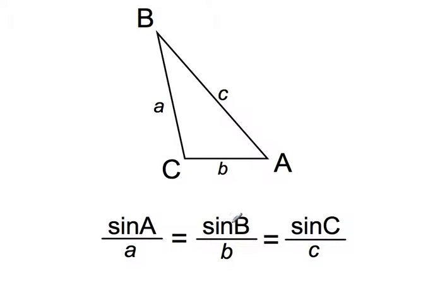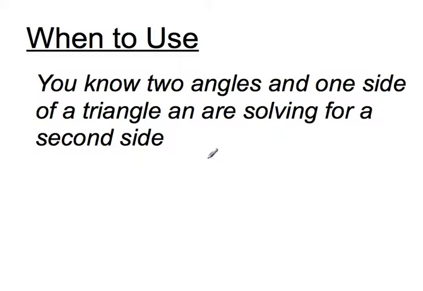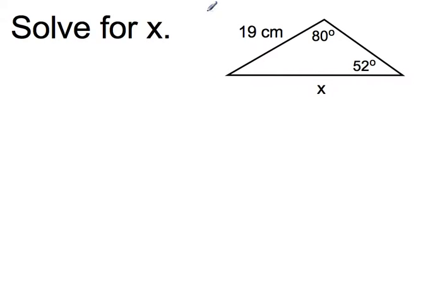Now, when you're using this to solve for a side length, you would usually only use two of these three pieces of the equation. We're going to practice setting that up. Okay, so when do you use this? You use this when you know two angles and one side, and you're trying to find one of the other two side lengths of a triangle, or both. Let's take a look at the first example.